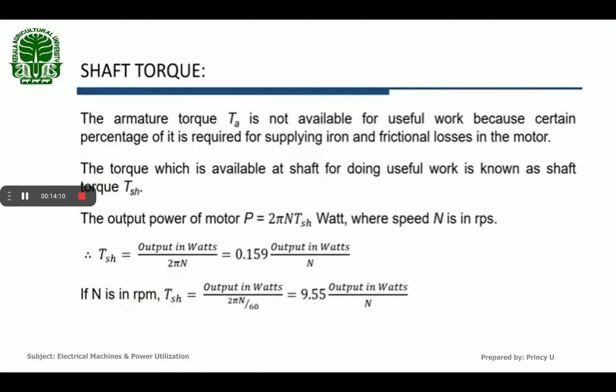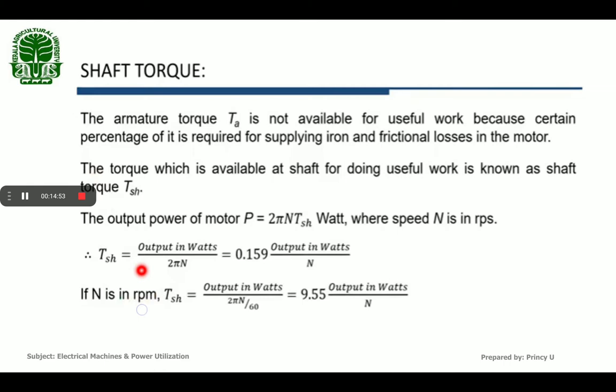So always remember, armature torque will be higher than shaft torque, because the loss part is taken from it. Shaft torque is always less than armature torque. For the output power of the motor, we know that P is equal to 2 pi N T. For getting the actual output, we have to substitute shaft torque here, not TA, because the complete TA is not available as output. So output power of the motor P is 2 pi N TSH watts, where speed N is in RPS.